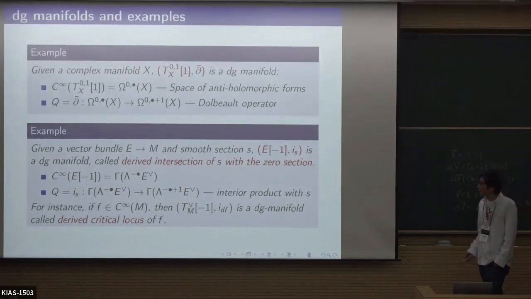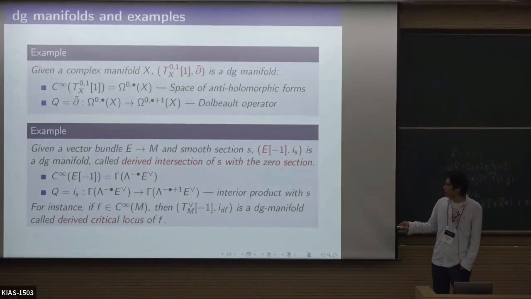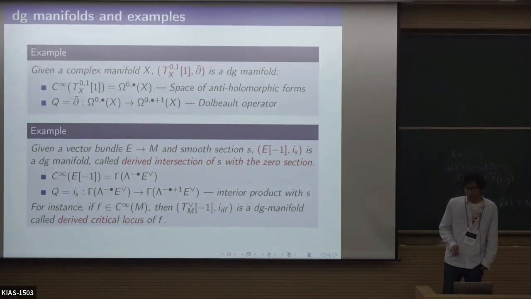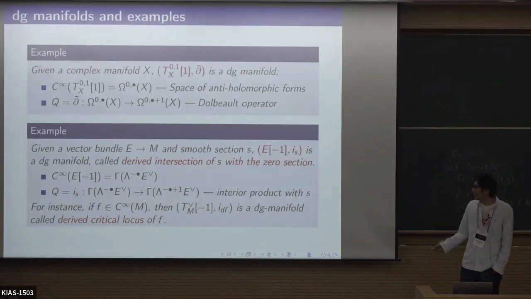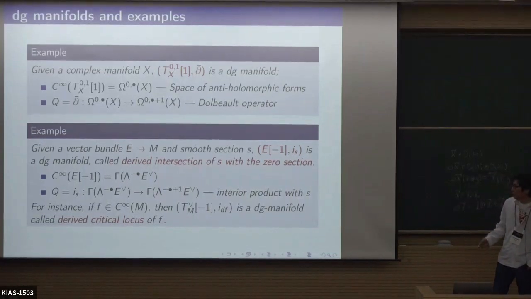A particular example that people might be interested in is when E is the cotangent bundle and S is the differential of a function. Then people call this the derived critical locus, which is a particular example of this framework.